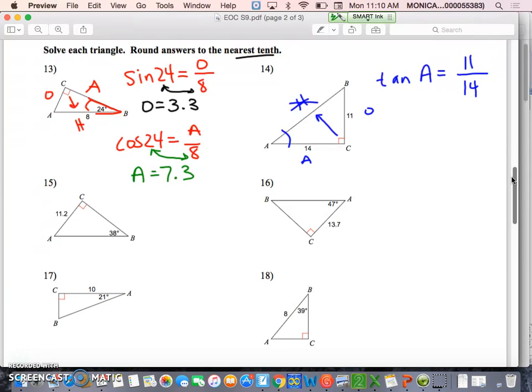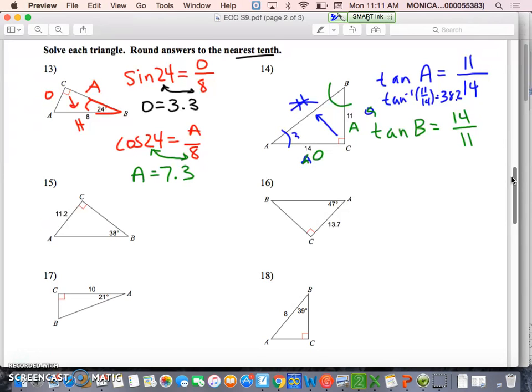But now if we look in the opposite direction, we do the tangent of B. You'll notice that this is now opposite and this is now adjacent. So the tangent of B equals opposite over adjacent, 14 over 11. So then we actually work this out. It's going to be tangent negative 1, second tangent, 11 divided by 14, and you get 38. So this is tan negative 1, 11 over 14, which equals 38.2.